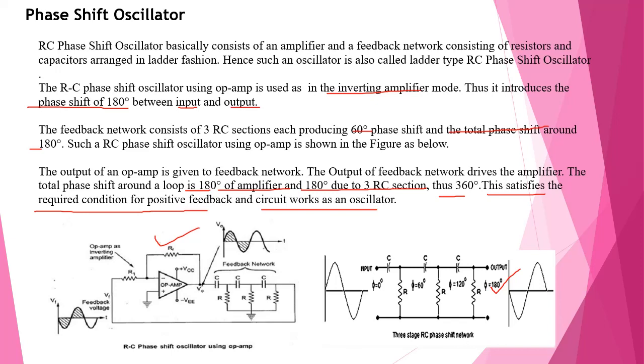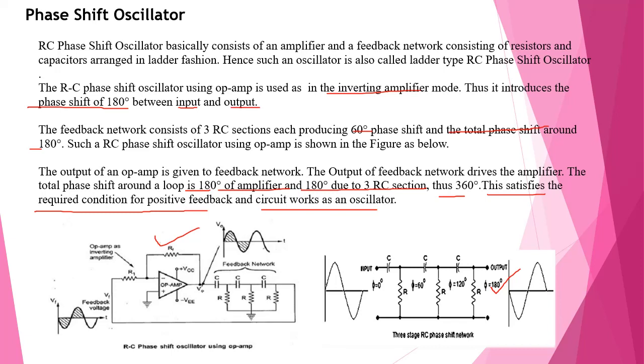Such an RC phase shift oscillator using an op-amp is shown in the figure. And here the output of the op-amp is given to the feedback network. The output of the feedback network drives the amplifier. Then the phase shift around the loop is 180 degrees from the amplifier and 180 degrees due to the 3 RC sections, and thus the total is around 360 degrees.